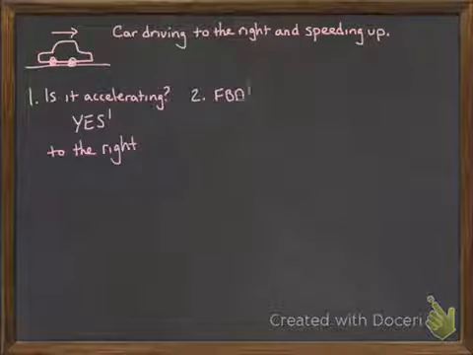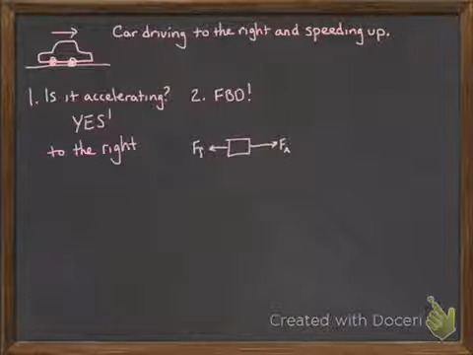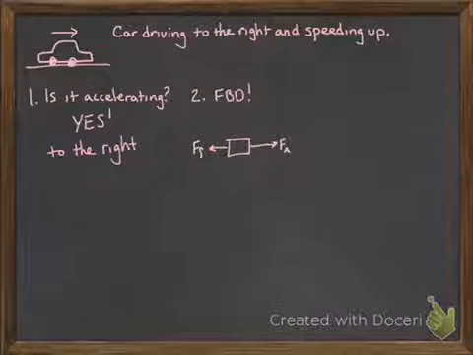Number 2, draw the free body diagram. So we know we've got 4 forces, or let's start with 2. We've got 2 forces on this thing. Applied force, right? We're stepping on the gas. That's making us move forward. And we've got friction force pulling us back. We know that it's moving to the right, accelerating to the right. So our applied force to the right must be bigger than our friction force.